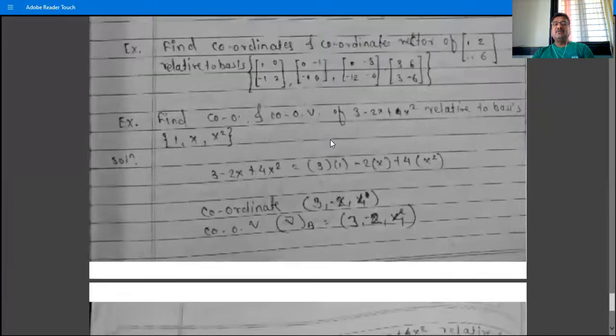So we have the coordinate and coordinate vectors. Find the coordinate and coordinate vector of this relative to the basis 1, x, x square. So we have to reduce this 3 minus 2x plus 4x square as a linear combination of these. So we can write 3 as 3 into 1, and then minus 2x, and then 4x square.